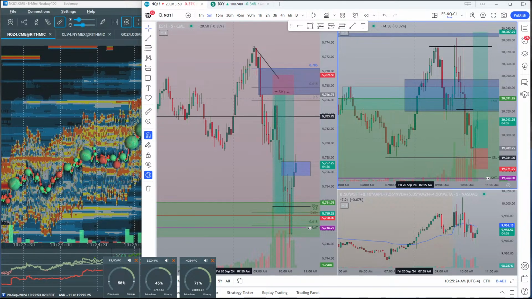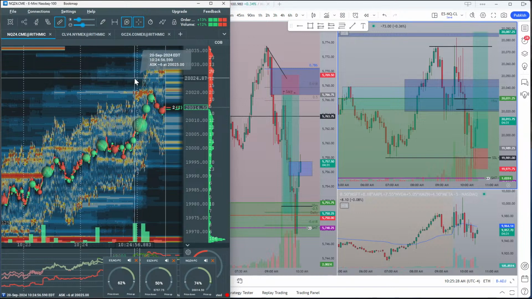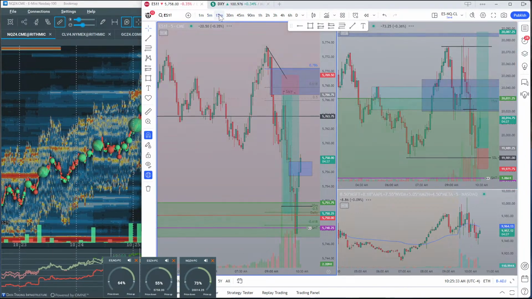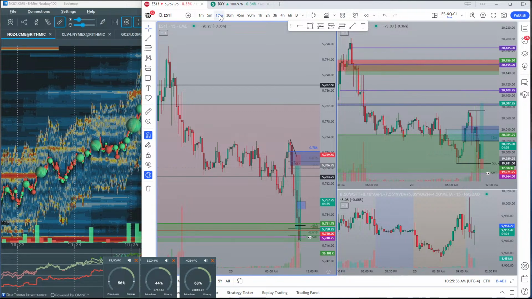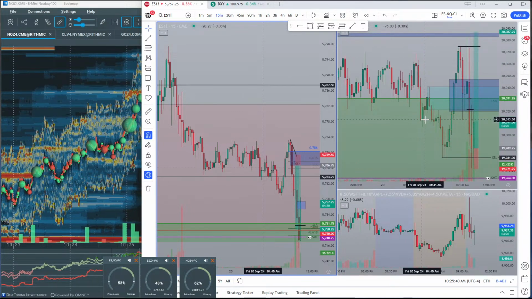But ES did flip that fair value gap. So we're going to wait. We're going to wait. That was some good buying pressure. Wait and see if trend wants to continue our direction. 15-minute looked pretty good on NASDAQ. Really going to be patient here. Got to be really patient.